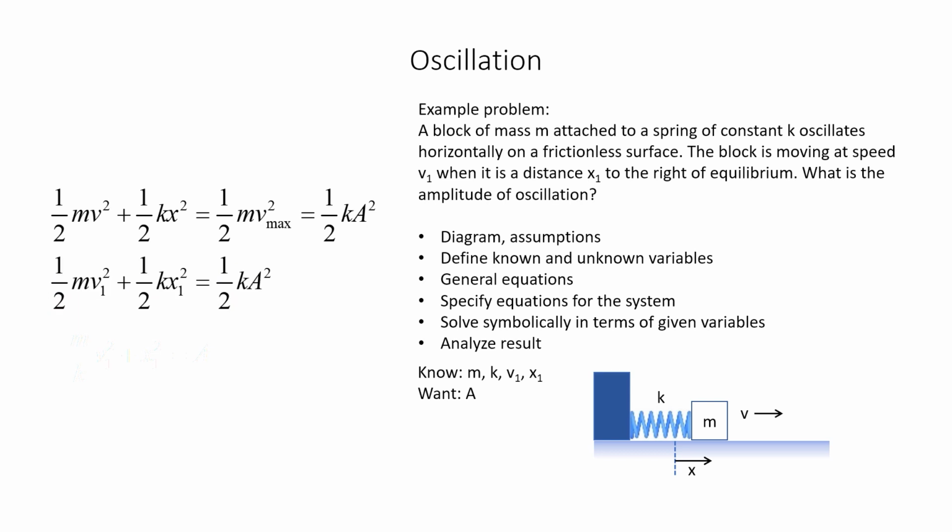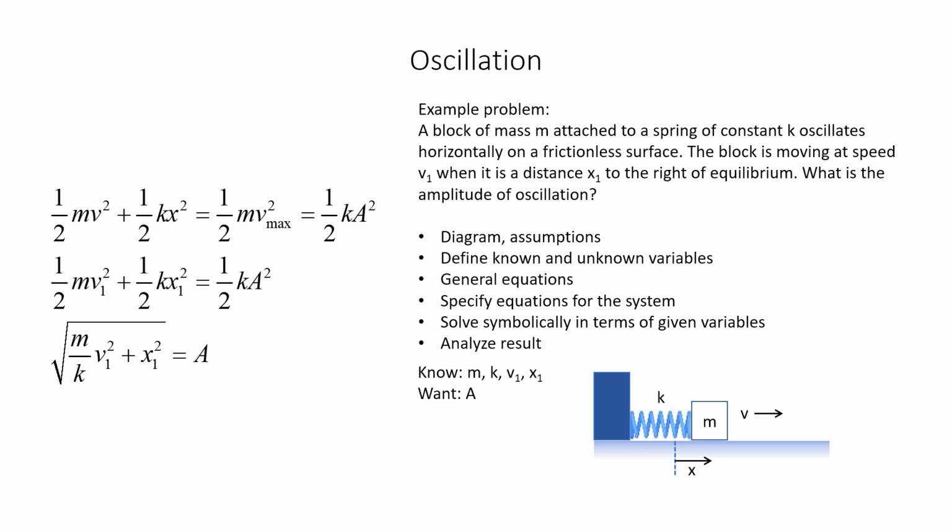For this system, when our velocity is at v1 and our position is at x1, we can equate that total energy, 1/2 m v1 squared plus 1/2 k x1 squared, to the energy that the system has when the block is at its extreme point, 1/2 k A squared, where x equals the amplitude. We can solve this for the amplitude A, giving us the square root of m over k times v1 squared plus x1 squared equals the amplitude.